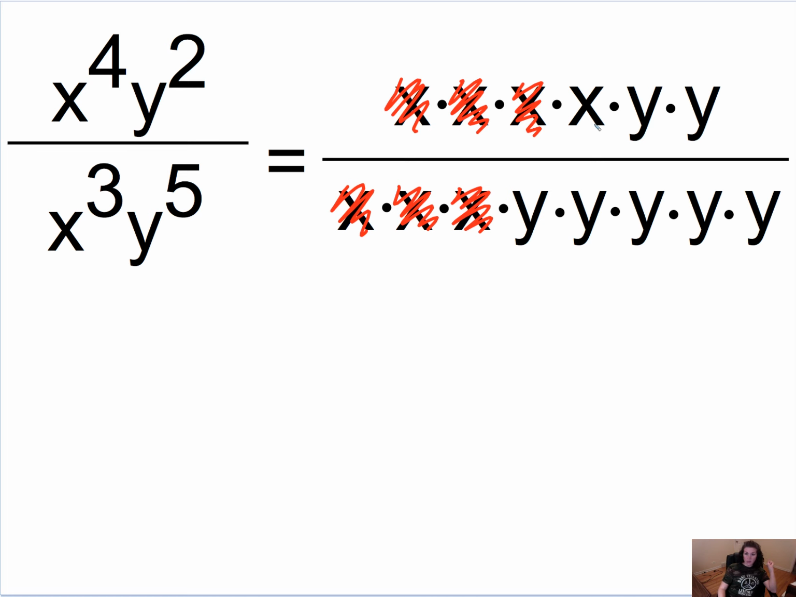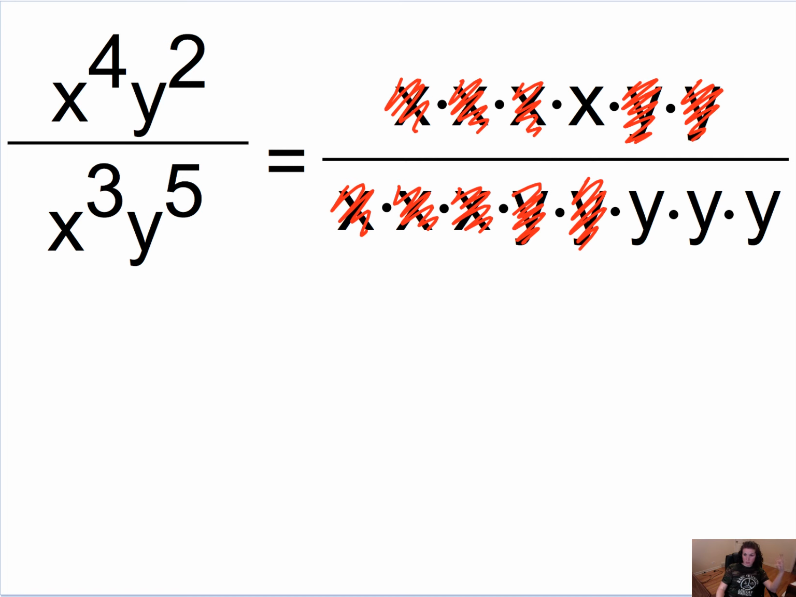Now I've got another x in the numerator, but I don't have any more in the denominator, so I cannot cross that one off, because there has to be one in the numerator and the denominator in order for them to cancel. So now let's look at our y's. They both have a y in the numerator and denominator, so I'll cancel those. They both have another y in the numerator and the denominator, so I will cancel those. I cannot cancel any more y's because there's no more left on the top, so I'm done.